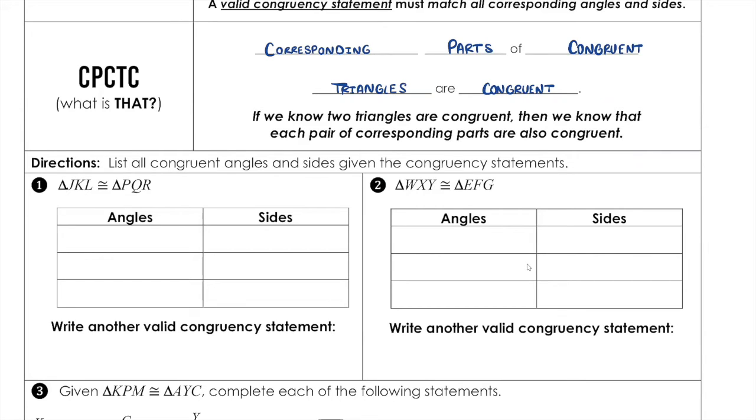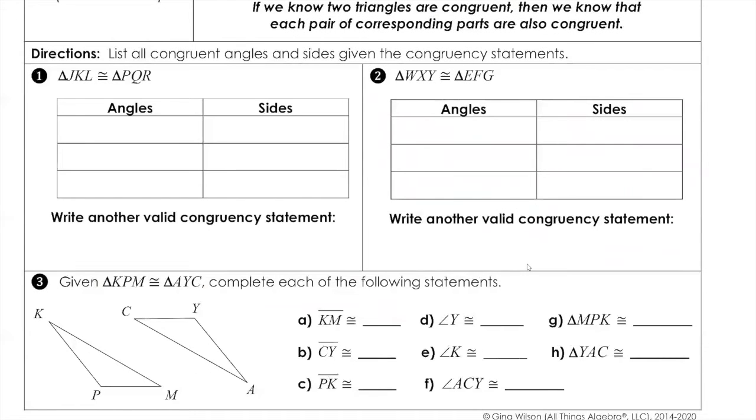If K comes second, then it's congruent to who?